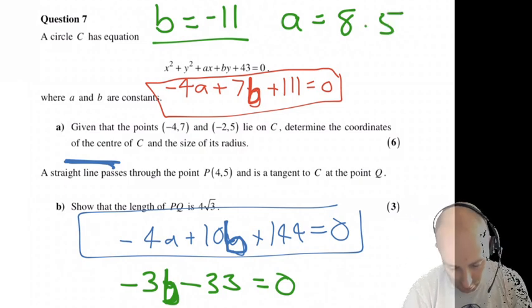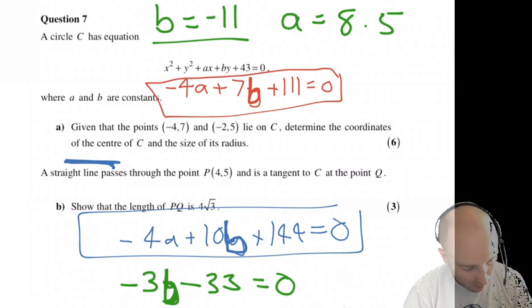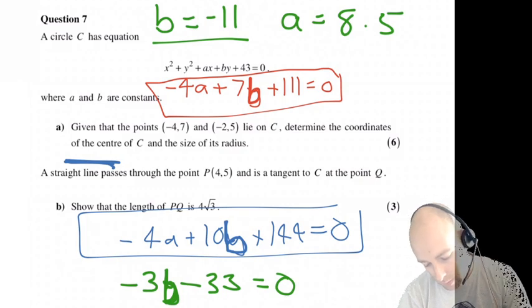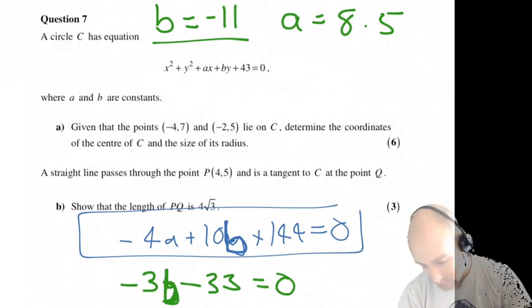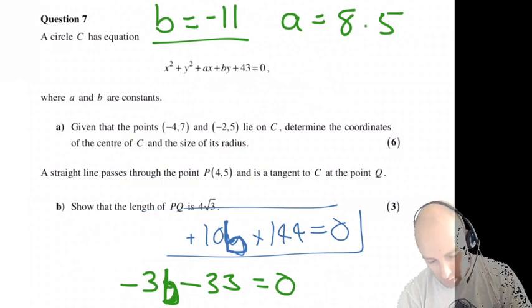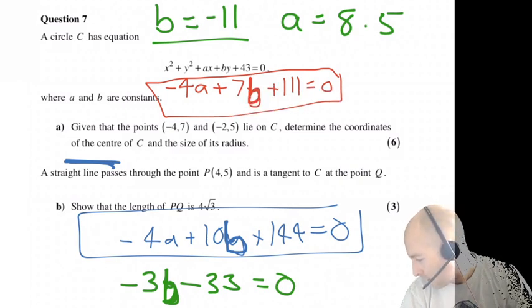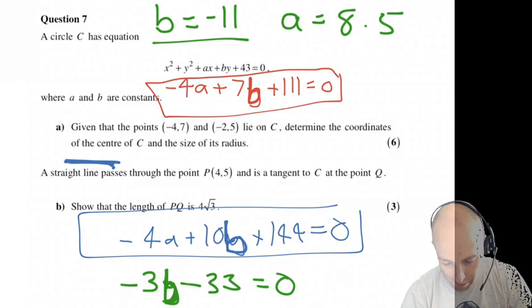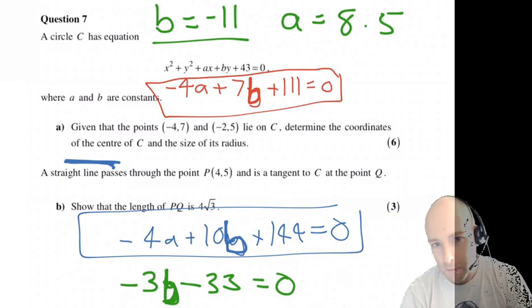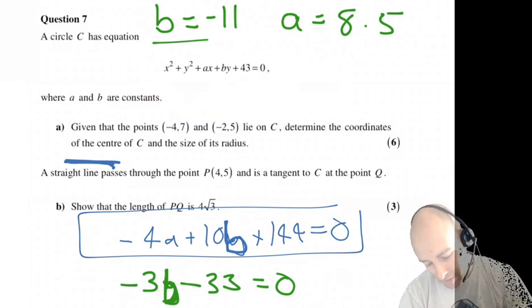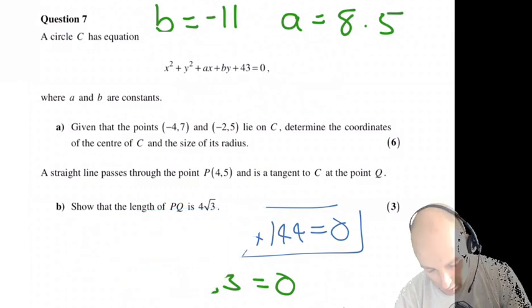I think that's right, so let me check in the other equation. Yeah, A is 8.5 and B is minus 11. So let's get rid of all this. Isn't it 7b? Yeah, 7b. Yeah, cool. That's what I corrected now anyway. But yeah, thanks, Karen. So yeah, A is 8.5, B is minus 11. So let's put those together into the circle.